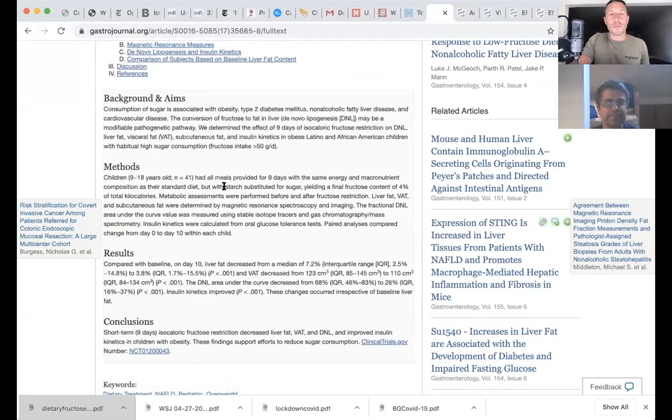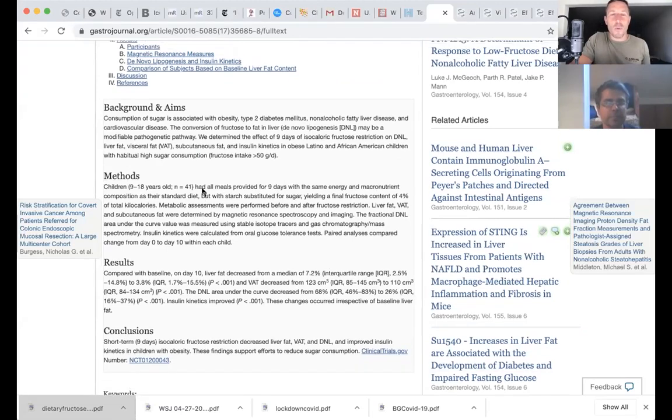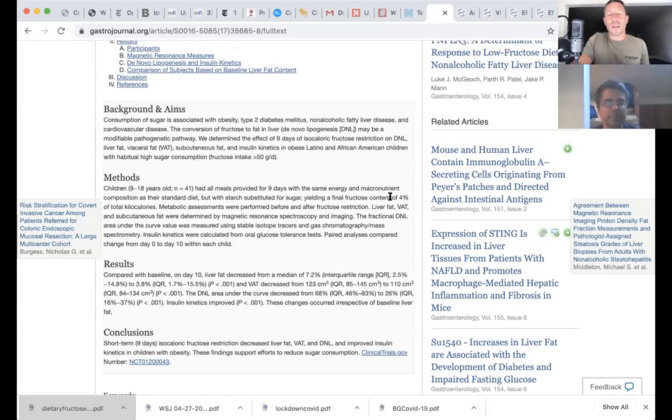All they did was substitute starch for sugar, yielding a final fructose content of 4% of total kcals. They may say in the paper what the prior fructose content was, but they didn't change the macros, meaning they didn't change the ratios of carbohydrates, fat, and protein. They didn't change the calories. It was isocaloric. All they did was take out sugar and sugary drinks. And the results are striking.